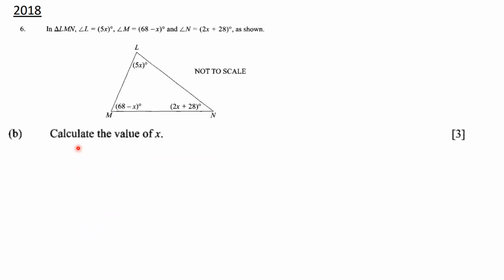It says calculate the value of x. Now in order to calculate the value of x, we need to form an equation so we can solve for x. What we do know is that the sum of the interior angles in a triangle adds up to 180 degrees. And we also know that the sum of the interior angles is equal to 6x plus 96, the expression that we found. So this is the equation that equates both ideas. We need to solve for x.